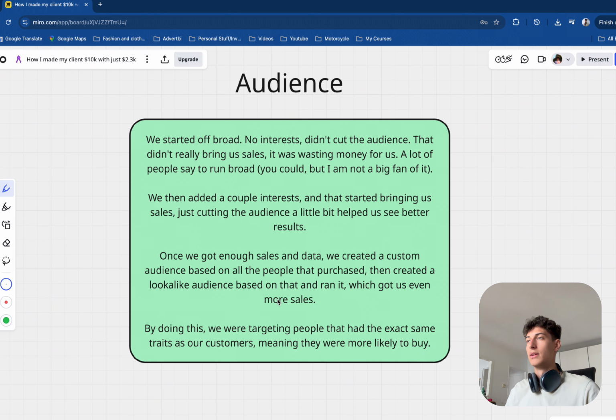So if you go for the 1%, you'll most likely get people that kind of have the same traits, the same criteria as the people that have already bought from your business, and you can expect that audience to actually buy from you too. It works, trust me. I've run an audience like such for other businesses, not even e-commerce, and it's worked.